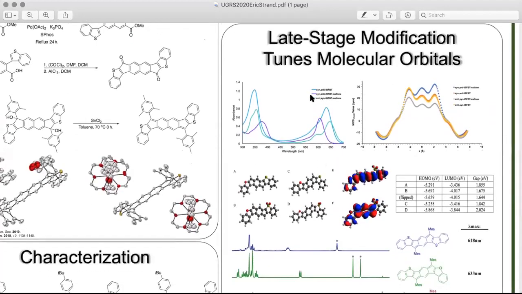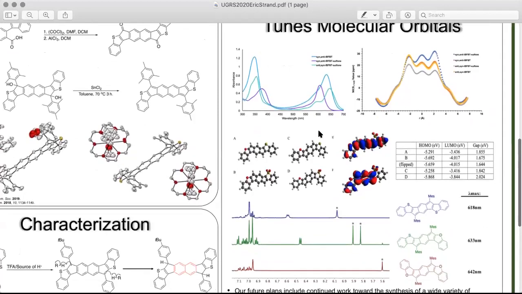So we can see that going from the parent, this is the non-sulfonated version, to the sulfonated version, we actually get a blue shifting UV vis absorbance. And then we can also see that we did in fact tune these HOMO-LUMO gaps, right? So from this parent compound, this is again syn-anti IBFBT, to the syn-anti IBFBT sulfone, that's A and B, we did indeed decrease the gap between the HOMO and LUMO energy levels quite significantly, which is indeed pretty interesting.